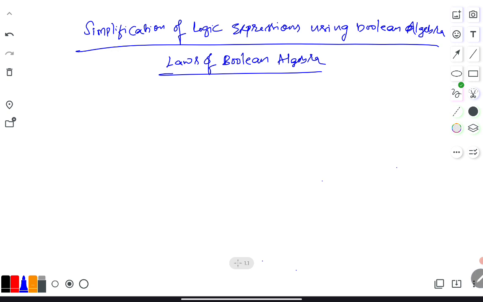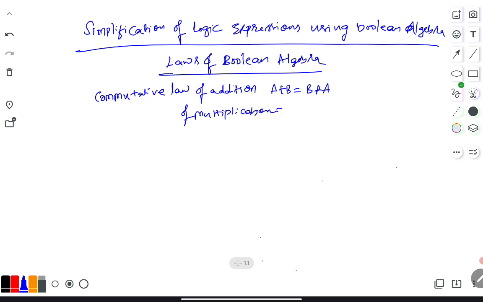Here, the commutative law. First is the commutative law of addition: A plus B is equal to B plus A. Next, the commutative law of multiplication: A dot B is equal to B dot A.